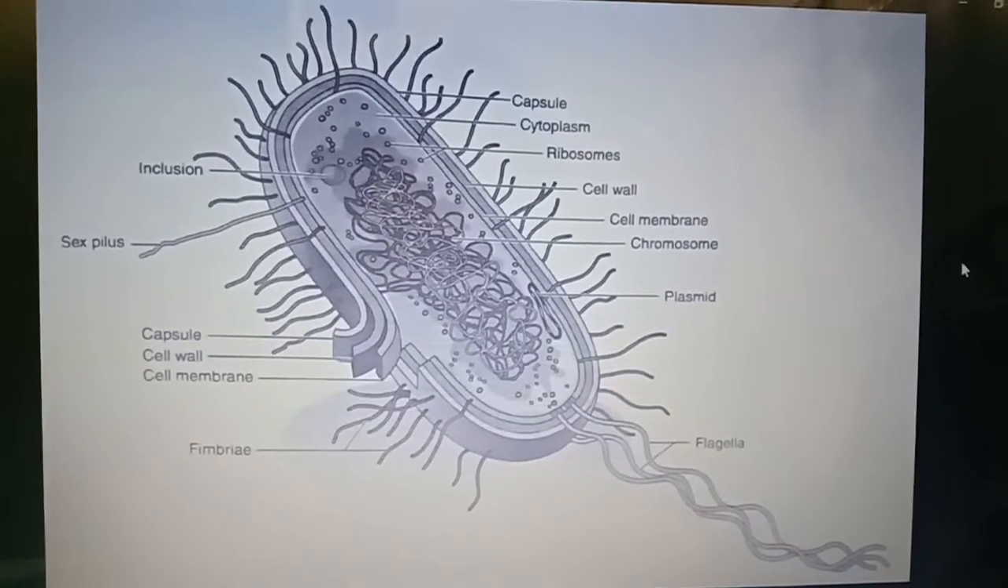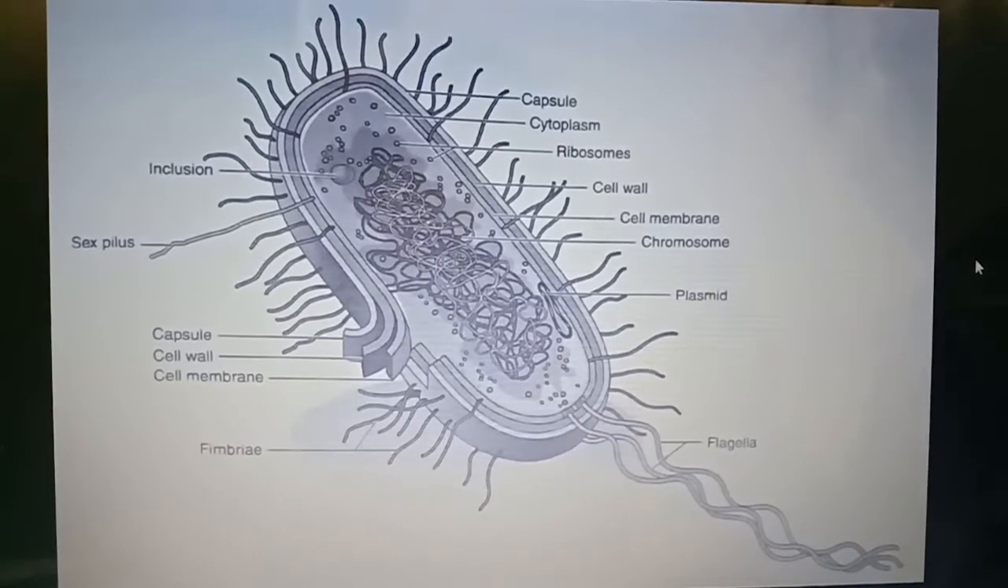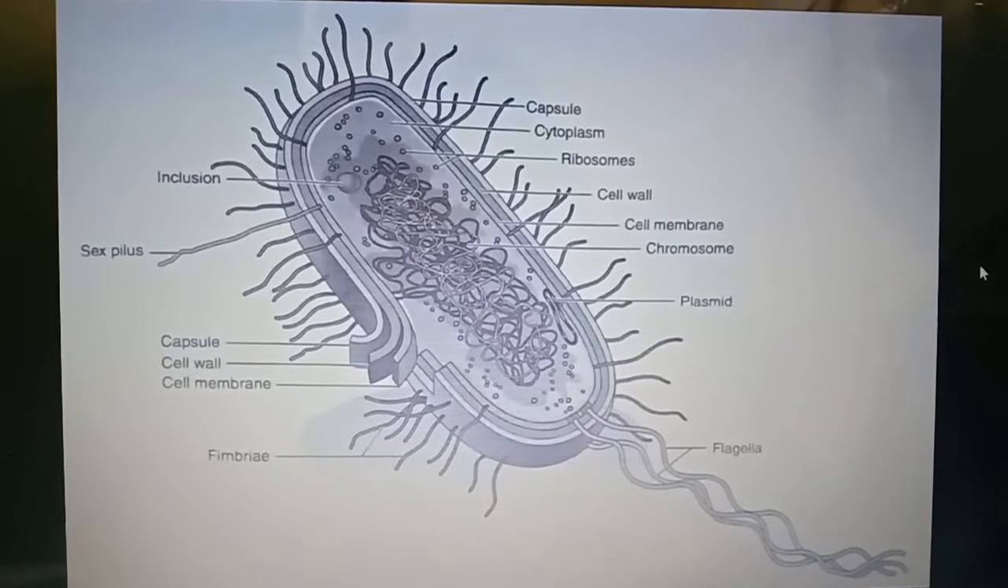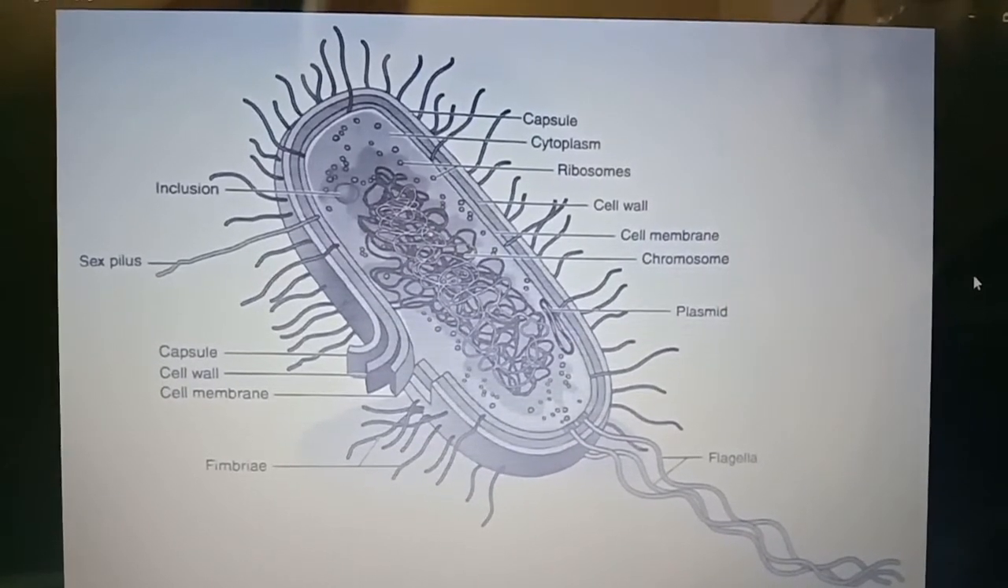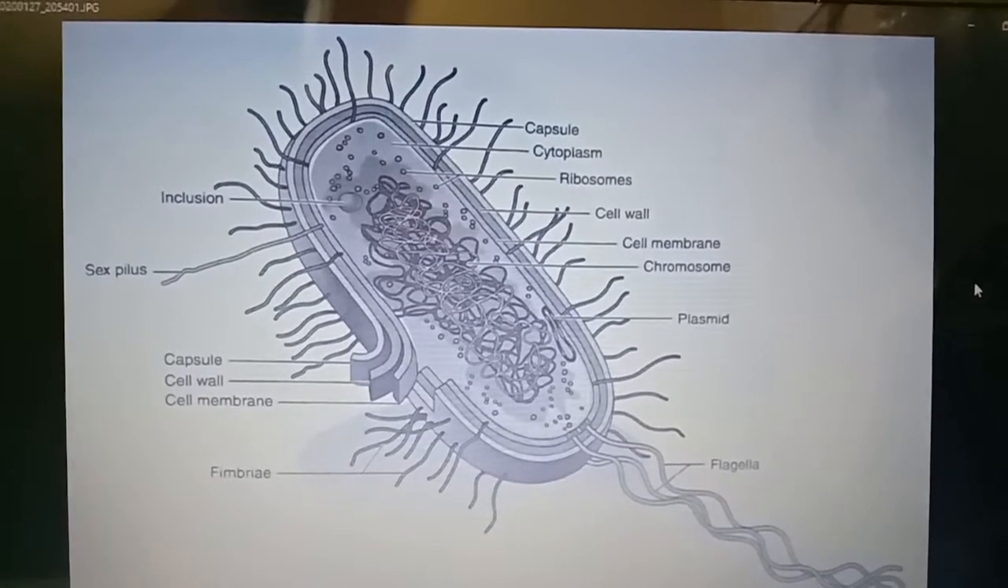This is the prokaryotic cell structure. Prokaryotic cells are about 10 times smaller than eukaryotic cells. A typical E. coli cell is about 1 micrometer wide and 2 to 3 micrometers long.